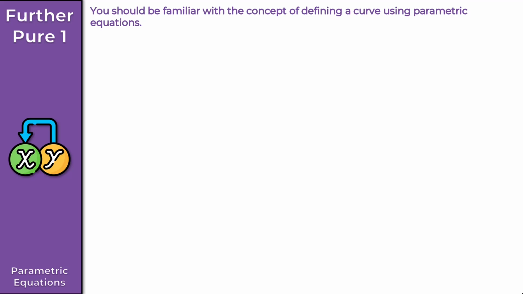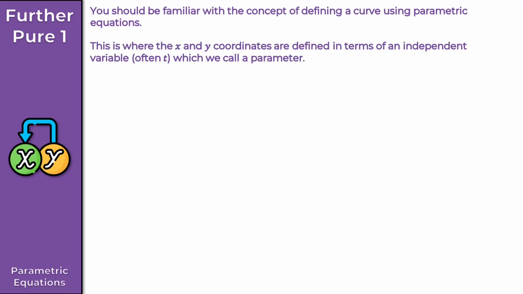To get us started, you should be familiar with the concept of defining a curve using parametric equations. This is where the x and y coordinates are defined in terms of an independent variable. We often use t, so recall that t will crop up quite a bit as we work through parametric equations. Think back to A-level maths. But theta is another common variable that we use. And we call this a parameter.